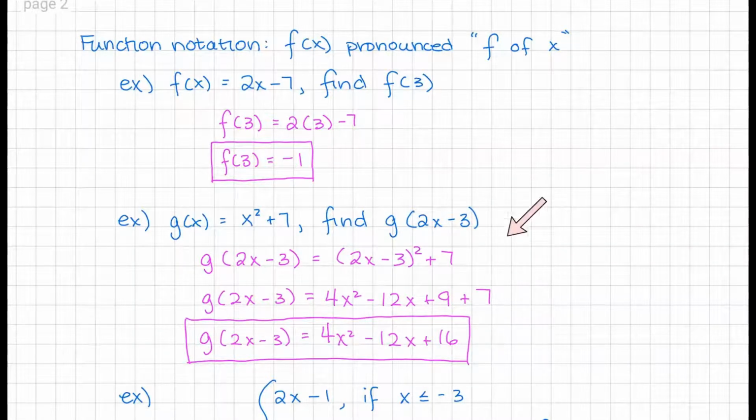For this guy right here, you can actually substitute in an expression. There's no rule that says you always have to have a value. So what if g of x is x squared plus 7? What's g of 2x minus 3? Well, that means take that x and replace it with 2x minus 3. So instead of x squared, it's 2x minus 3 squared plus 7. And then I just went ahead and squared this and added 7 and got that.